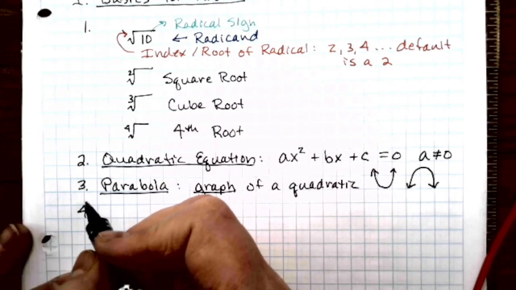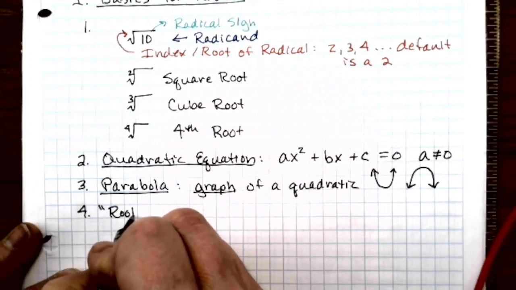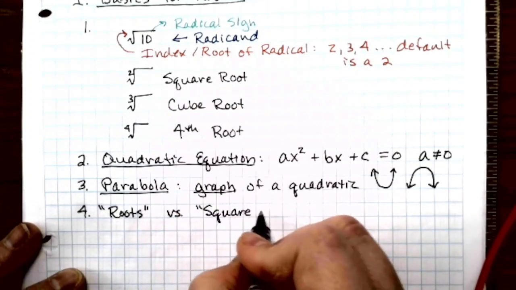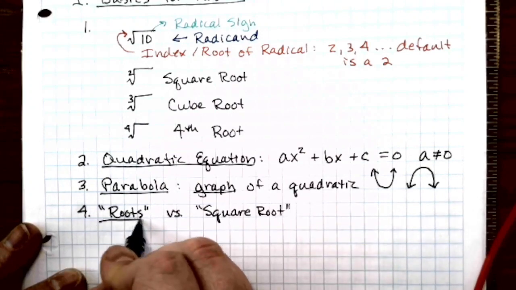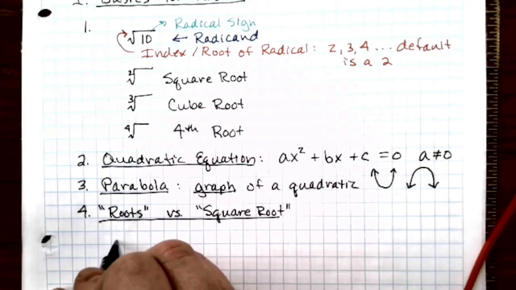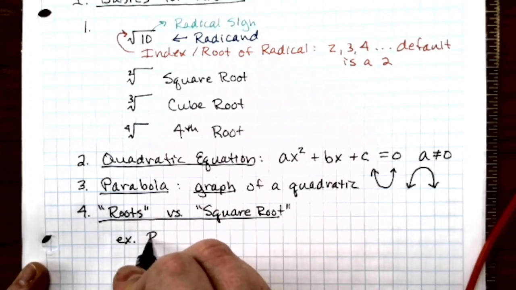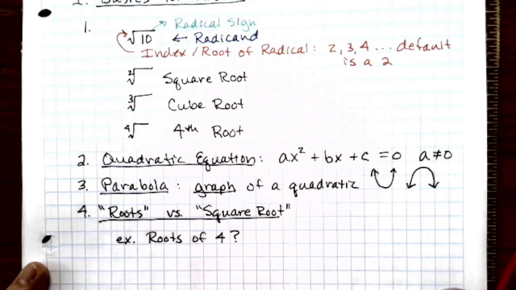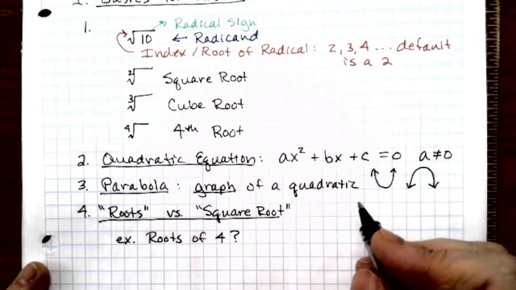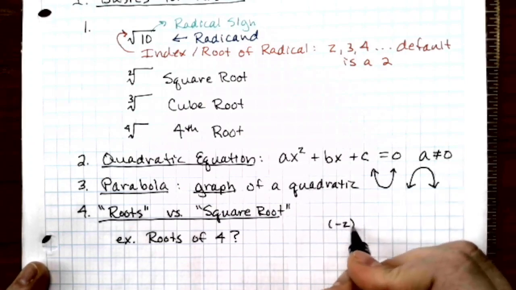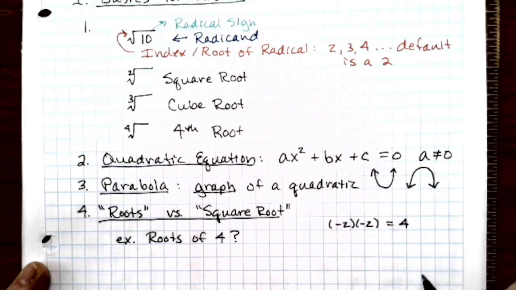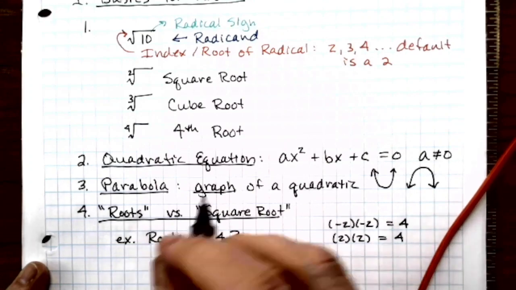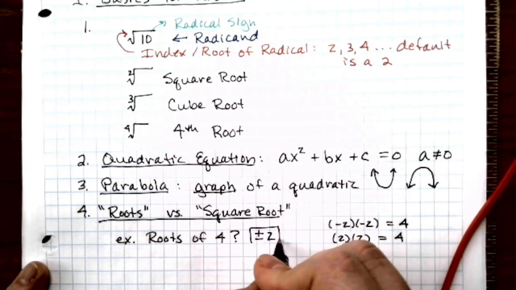Okay, number 4. There's sometimes a confusion between finding roots versus finding a square root. So, for example, in your worksheet, they're going to ask you for the roots of the number 4. So the roots of the number 4 are numbers that multiply to give you 4. Since negative 2 times negative 2 equals 4, negative 2 is considered a root. And positive 2 times positive 2 also equals 4. So the roots of 4 are plus and minus 2.